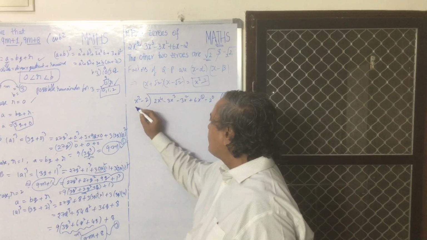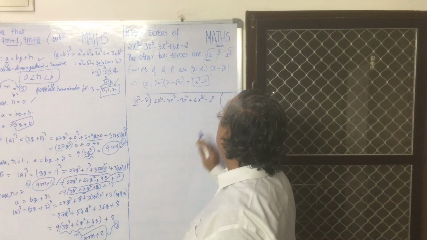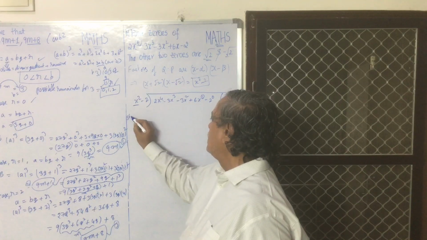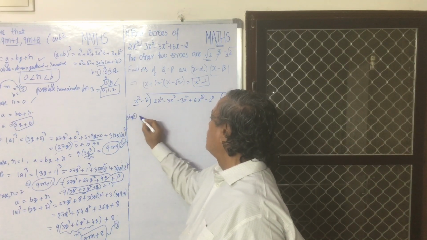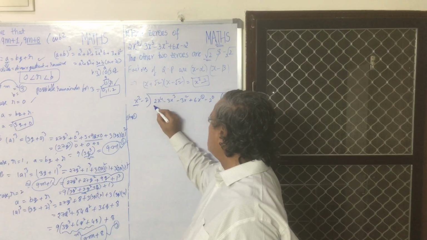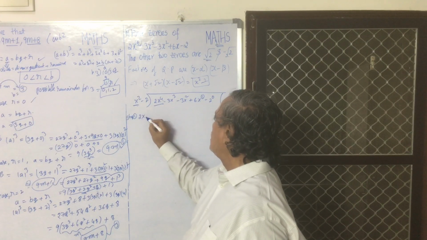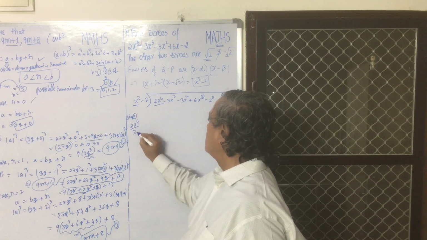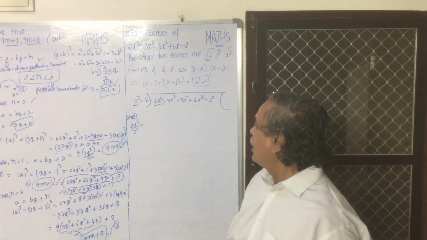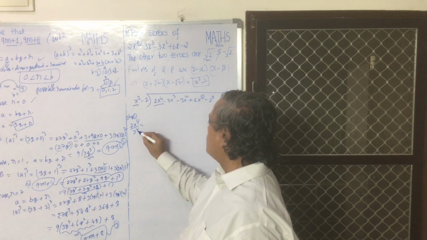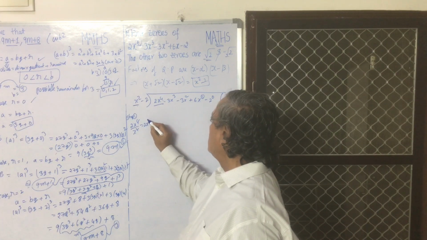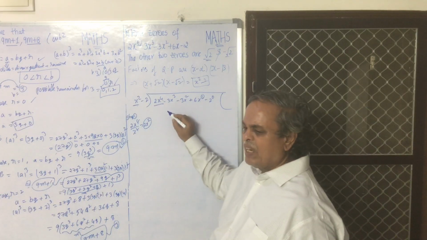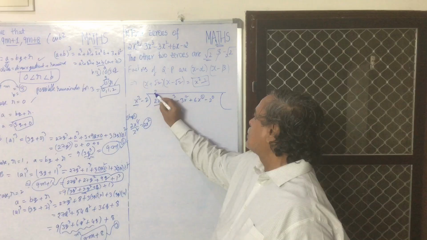Now take the first term. Take the first term of the divisor, x square. First step: take this first term and this first term, 2x to the power of 4 by x square. The quotient is 2x square.